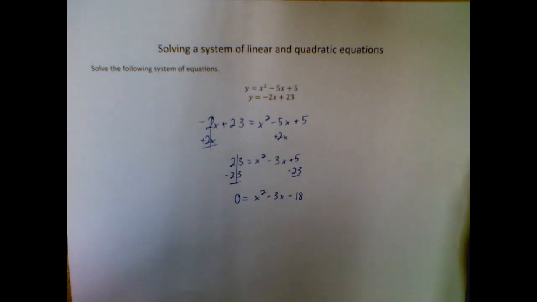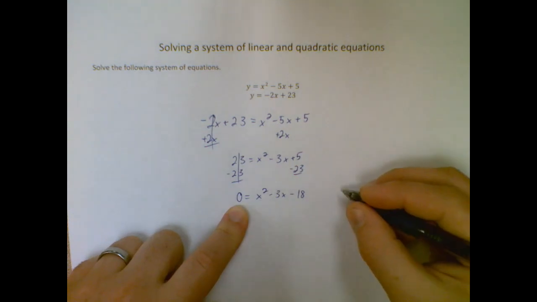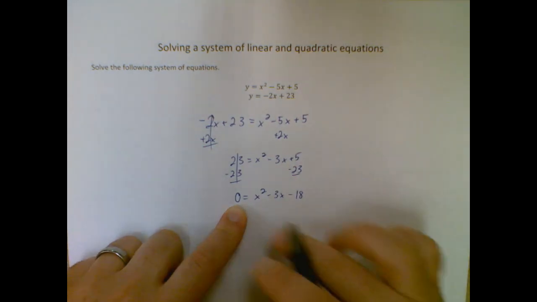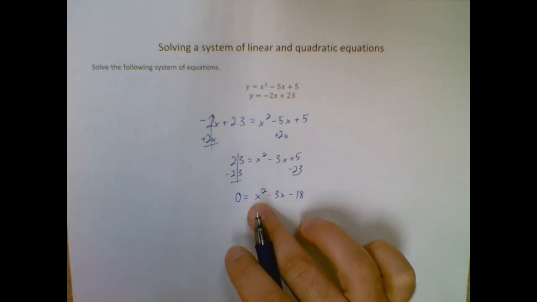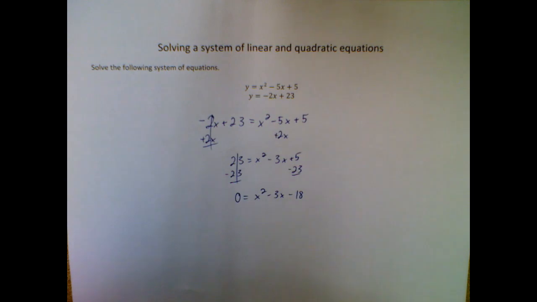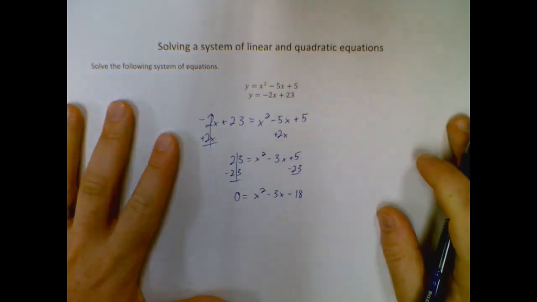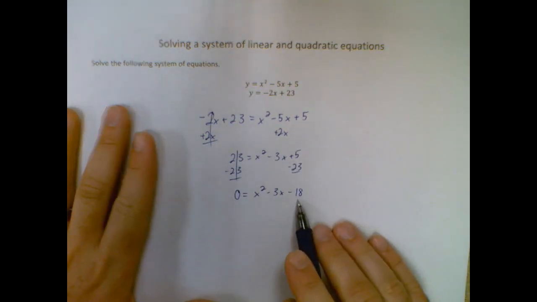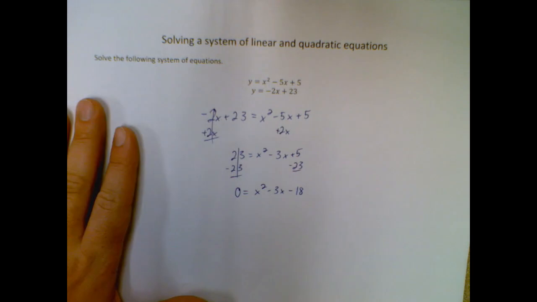Okay, so now I have 0 equals my quadratic, and I can start trying to solve this. Since my leading coefficient here is 1, it's 1x squared, I think the easiest method for this one would probably be just to factor it and see if it factors. So let's see. I need two numbers that multiply to negative 18 and add up to negative 3. That should work.